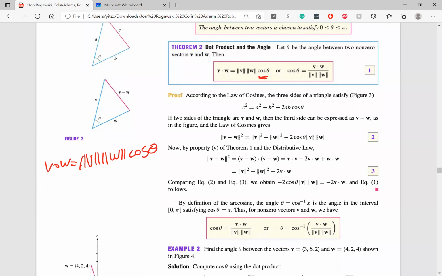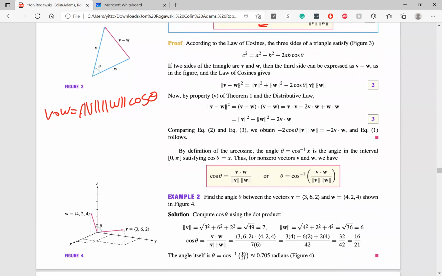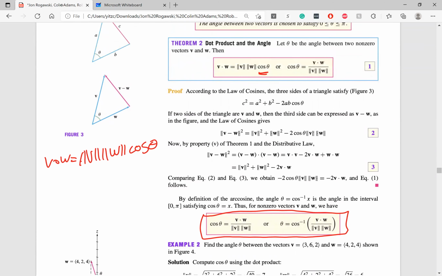I'm going to skip the proof. So here are the two formulas: cosine of an angle between two vectors, and here are your two vectors, w and v. It doesn't actually matter the orientation. So far, this is for knowing the angle between vectors.